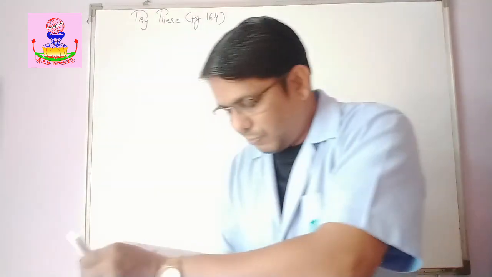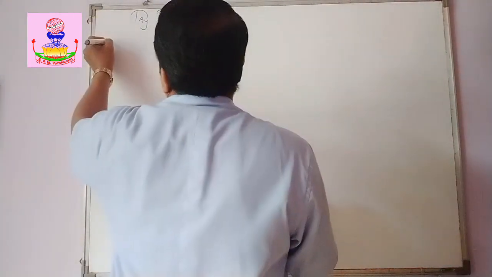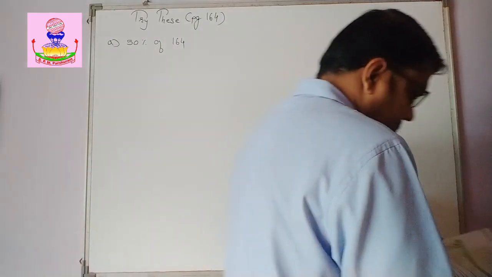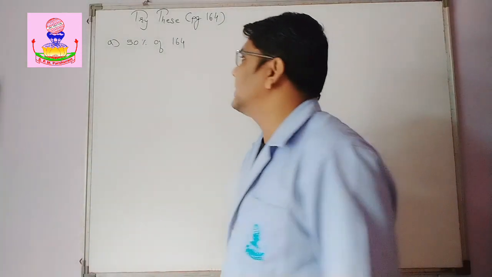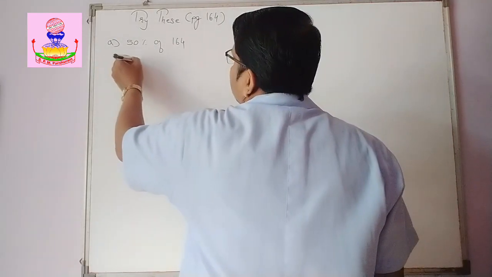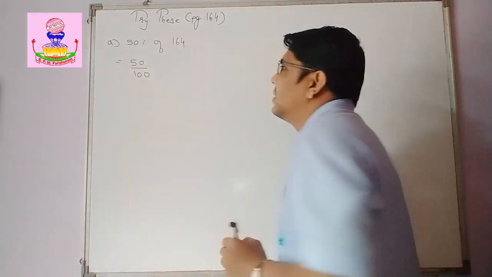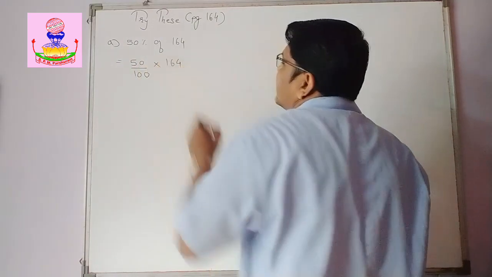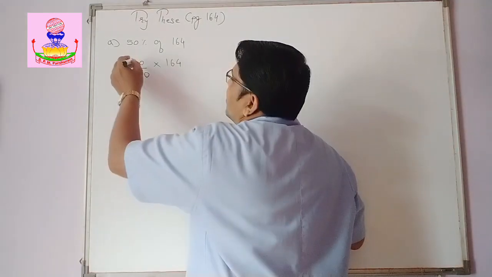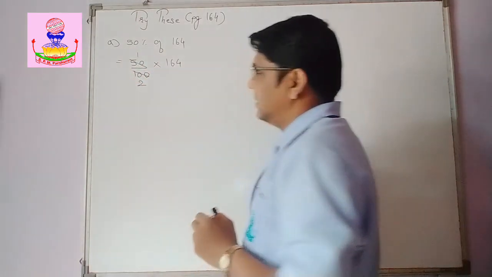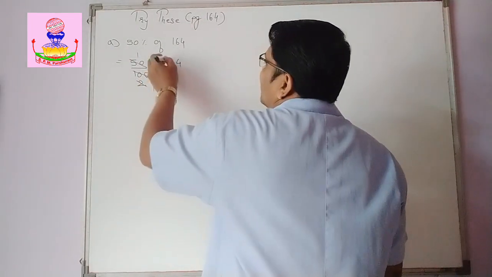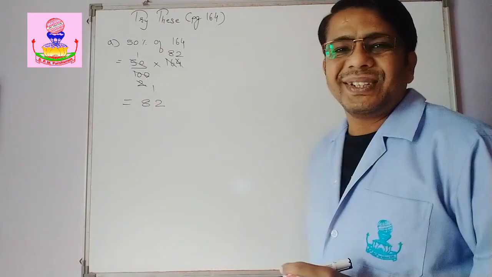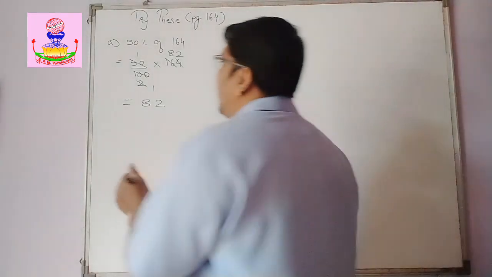So I am solving A1, 50% of 164. So that is equal to 50% means 50 upon 100, and of means multiplication, into 164. 5 1s are 5, 5 2s are 10. 2 1s are 2, 2 8s are 16, 2 2s are 4. So answer is 82.